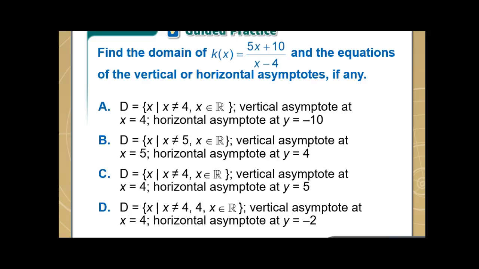So go ahead and try this example question. We've got k of x equals 5x plus 10 over x minus 4. Figure out what that domain would be, and figure out where your vertical asymptotes and horizontal asymptotes would lie. It'd be nice if you could try this mathematically, but if you need to check it using the graph on your calculator, you can do that as well.